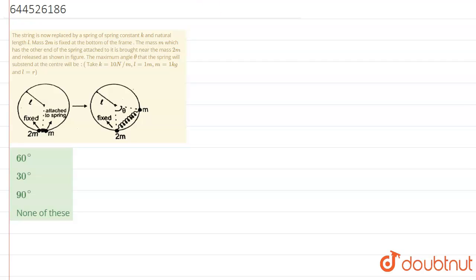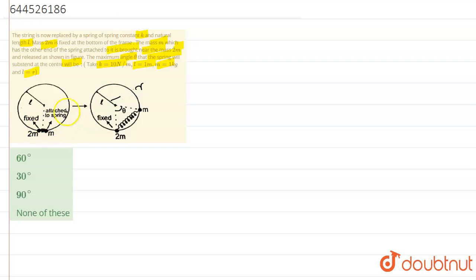So we have the question that the string is now replaced by a spring of spring constant K and natural length L. Mass 2m is fixed at the bottom of the frame. The mass m, which has the other end of the spring attached to it, is brought near the mass 2m and then released, as in the figure. Find the maximum angle theta that the spring will subtend at the center. Take K equals 10 Newton per meter, L is 1 meter, m is 1 kg, and L equals R. So the length, we all know, is equal to the radius.